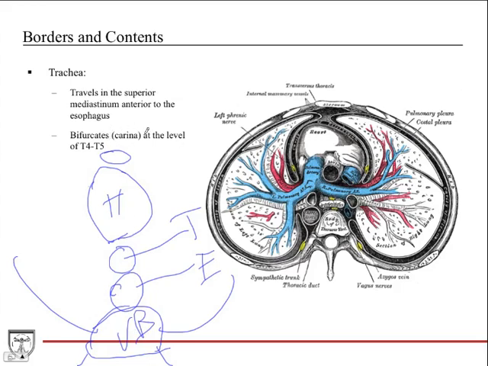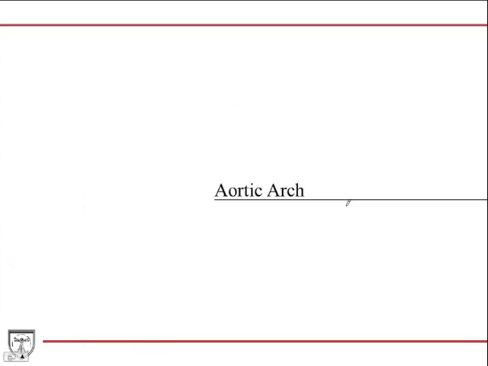The trachea bifurcates, which is the carina, which we talked about in the respiratory tree, that ridge at the bifurcation at the level of T4, T5. So since it's already bifurcated here, we're probably just below the T4, T5 level.